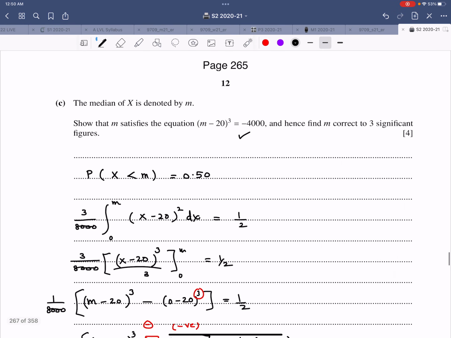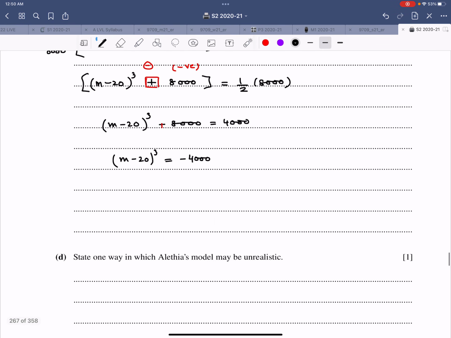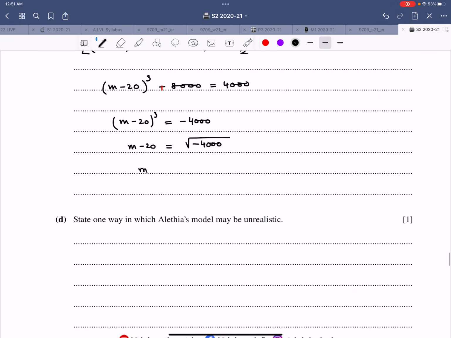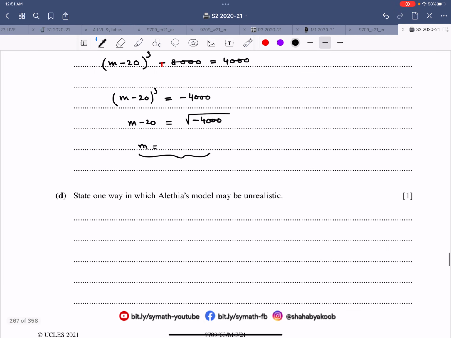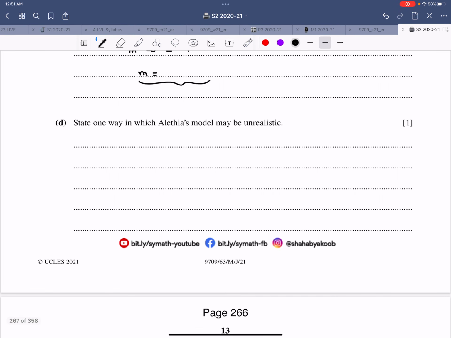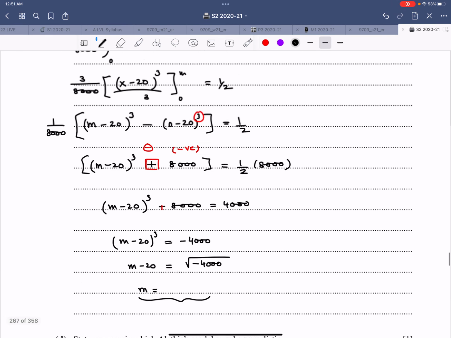Yes. Hence find the value of m correct to 3 significant figures. So now take cube root. m minus 20 is the cube root of a negative number. Cube root of a negative number does exist, and then use a calculator, and you would get the answer for this. And the last part: state one way in which Alethia's model may be unrealistic.